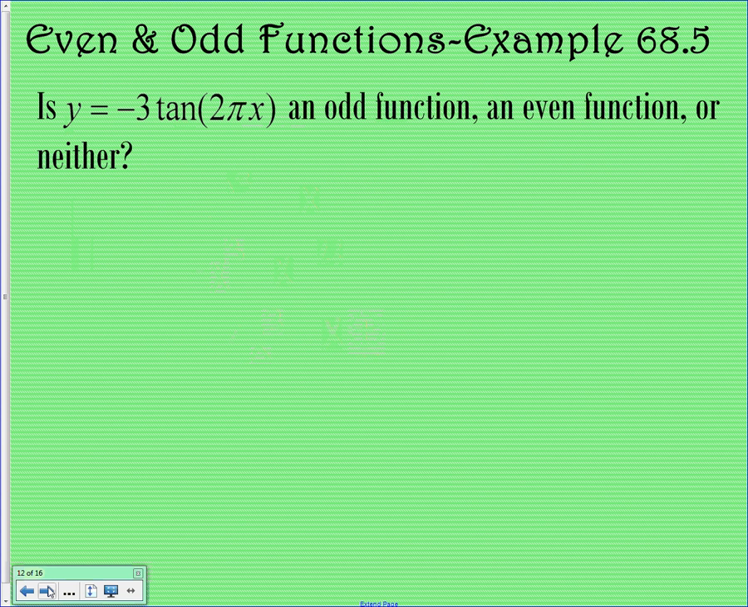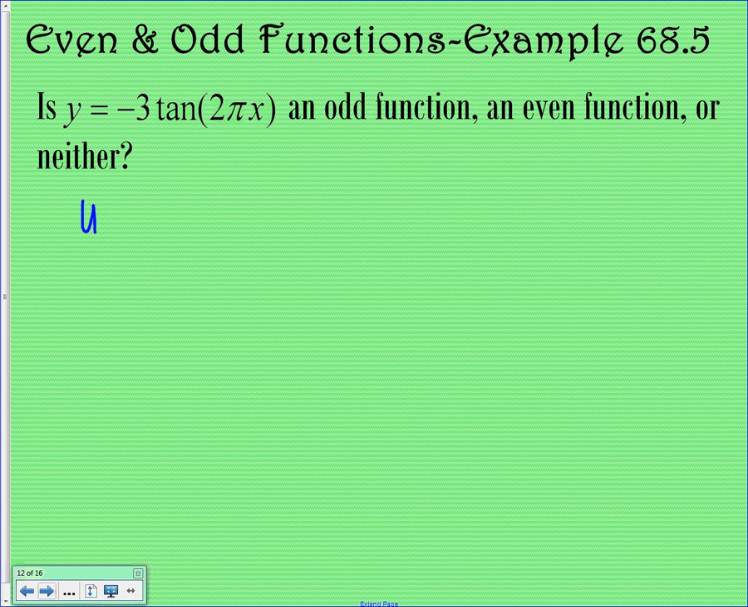Okay, let's look at another one. Is y equals negative 3 tangent of 2 pi x an odd function, an even function, or a neither? And I don't really know why the book decided to switch around the order of the even and odd, but that's not a hint there. They just decided to do that.